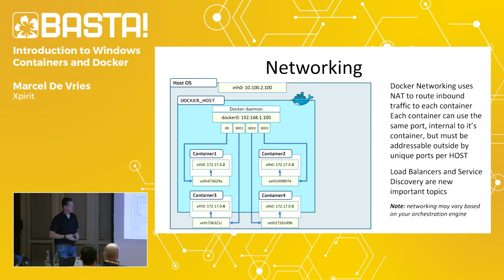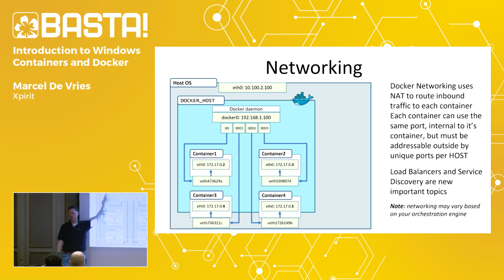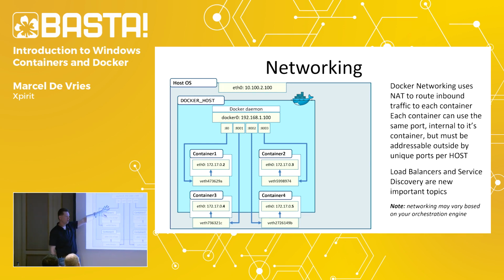And what is going on here, this is a virtual picture. It's not actually how it's physically laid out, but the idea is that we have this host, and this host has one network card. We just start with one network card. If we do multiple, then it becomes way more complicated. And on the machine, we have this process called the Docker daemon. And the Docker daemon actually manages the network infrastructure for you.